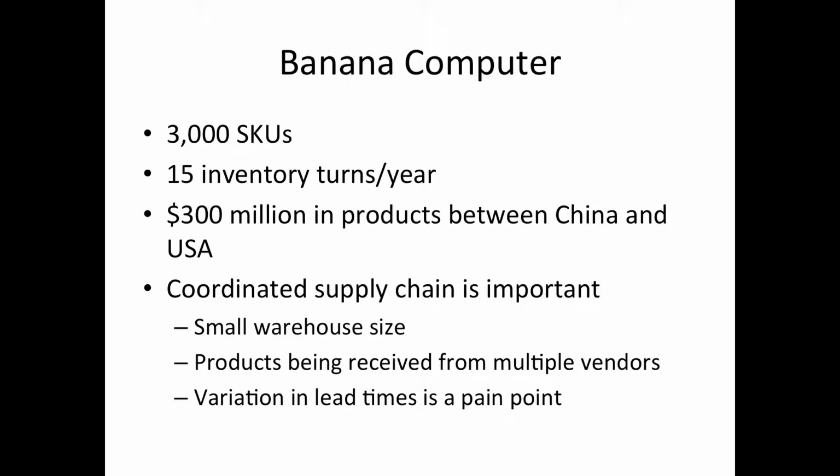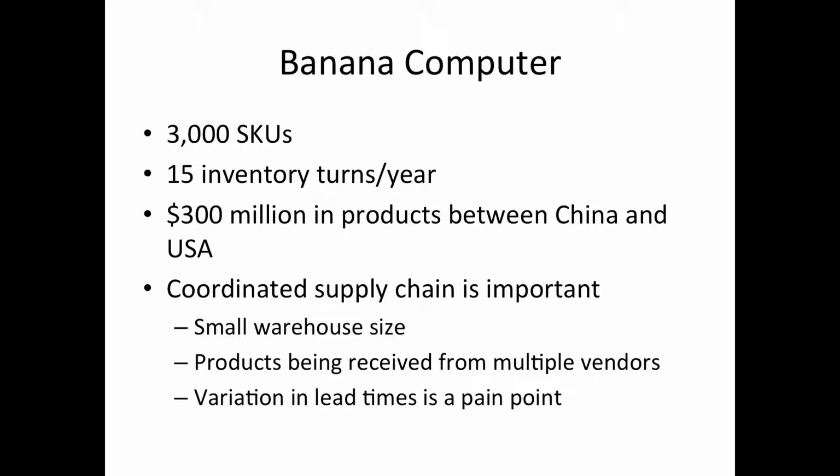Know that they manage about 3,000 stock keeping units, or SKUs. They do 15 inventory turns per year, which means that every year they can go ahead and expect 15 times their inventory being depleted and replenished. There's about $300 million in products actually being transported between the United States and China, and this is the retail value of the products that are being shipped between USA and China.